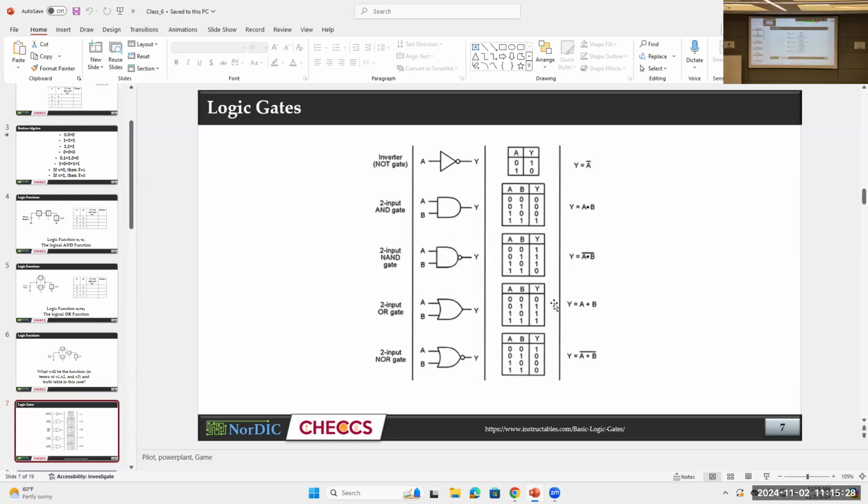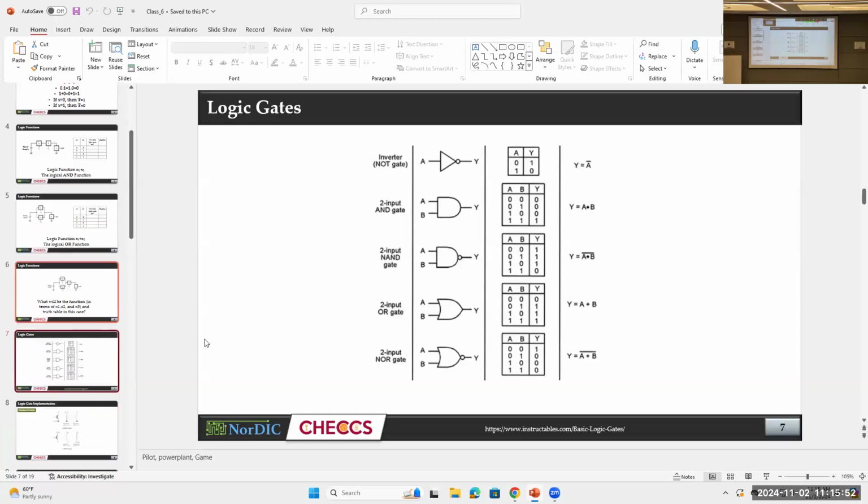If something is opposite, this is called complementary. There are so many names, right? Not, inverter, complementary. These are all the same things: not operation, inverting operation, complementary operation. It just inverts. So these are the basic building blocks.